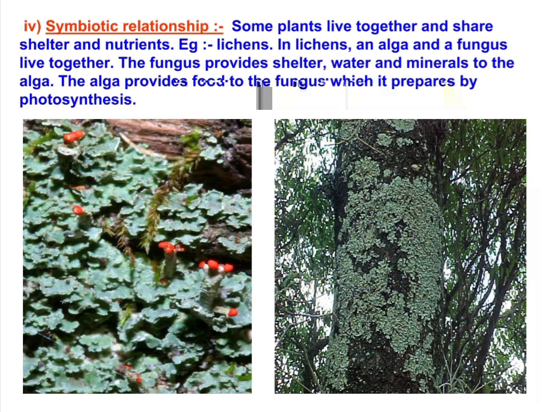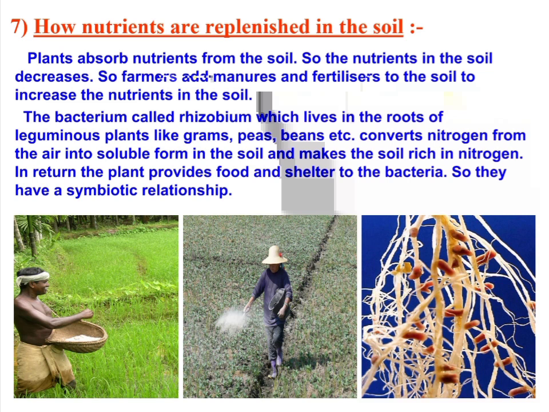Some plants live together, share shelter and nutrients. Example, lichens. In lichens, an alga and a fungus live together. The fungus provides shelter, water and minerals to the alga. The alga provides food to the fungus, which it prepares by photosynthesis. Okay, now we will see how nutrients are replenished in the soil.